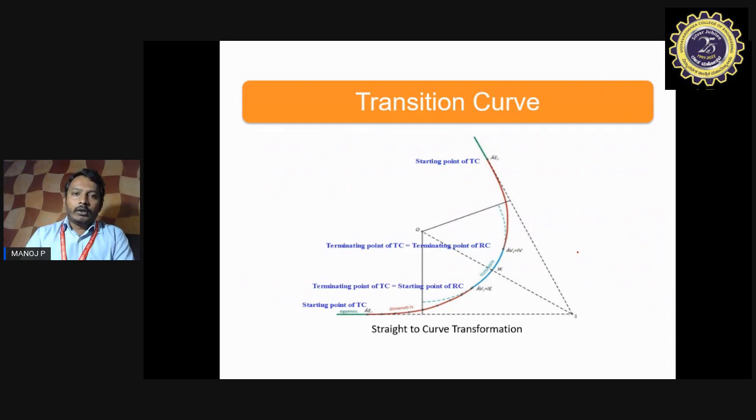Now let's move on to the transition curve. What do you mean by a transition curve? When the road alignment is transferred from straight to curve, then you are supposed to provide a transition curve in between those curves.